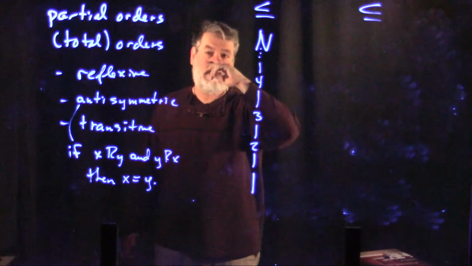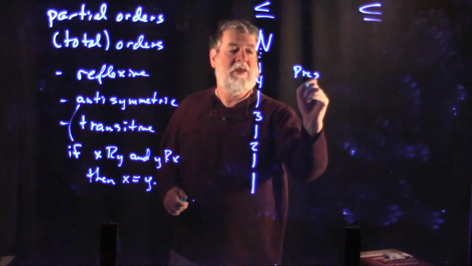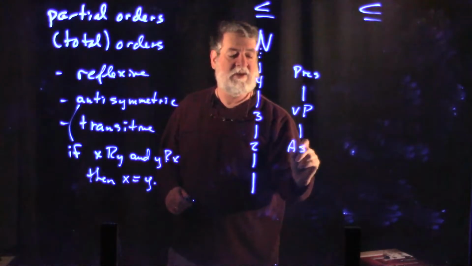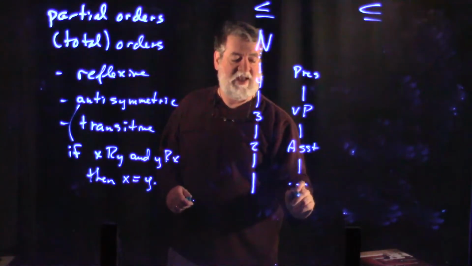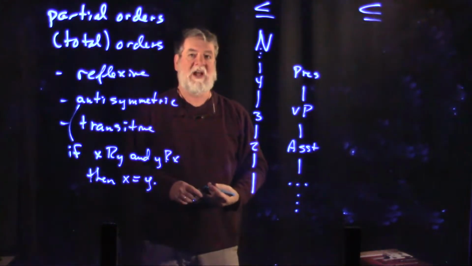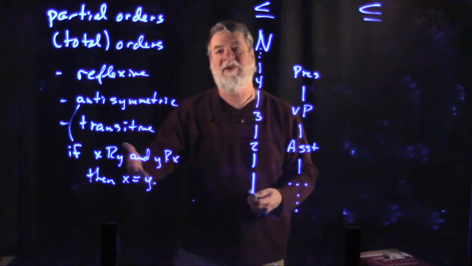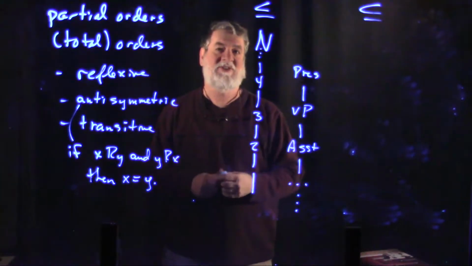Think of this as people in a business. You know, the president is in charge of the vice president, who is in charge of an assistant somewhere, who is in charge of whoever else. And there's a clear line of command. And that clear line of command happens because of the transitivity and this anti-symmetry. And the reflexivity is just thrown in there as well.